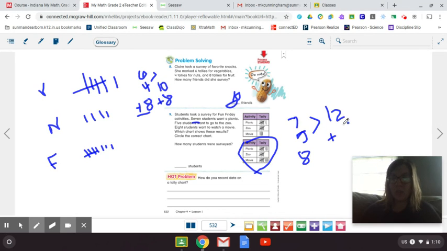Now, if you don't know how to do this, remember, 8 plus 2 is 10. We need to carry that 1. So we have our 0 here and our 1. And 1 plus 1 is 2. So that makes it 20. So we had 20 students.